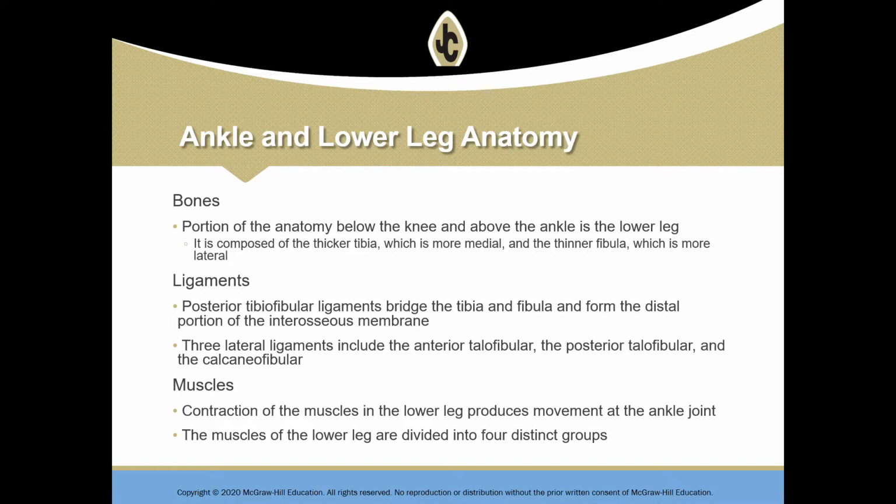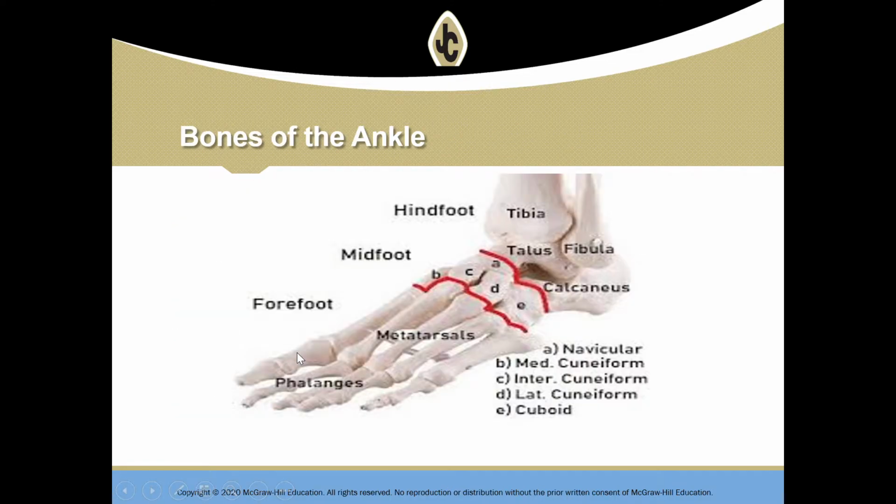We do have ligaments to talk about with the lower leg and the ankle. We have 3 ligaments on the outside of the ankle. And then on the inside, we have the deltoid ligament, and I'll show you those as we get to a picture of that anatomy. And then the muscles we talked about before, we'll just rehash those a little bit.